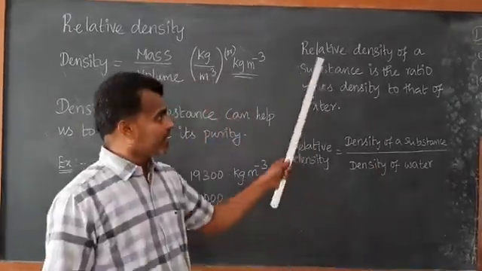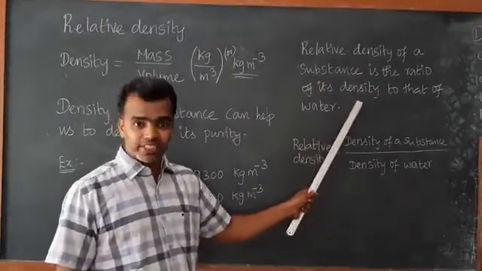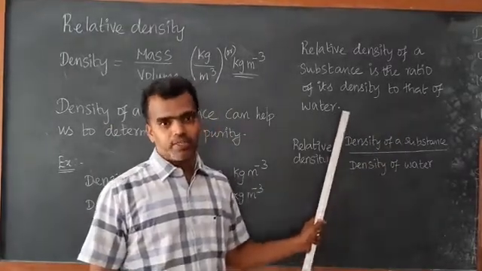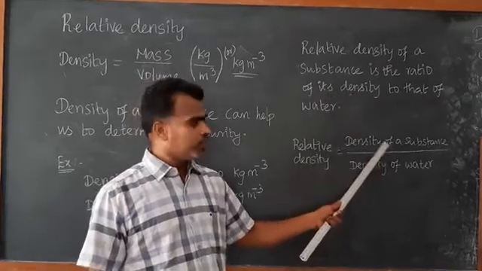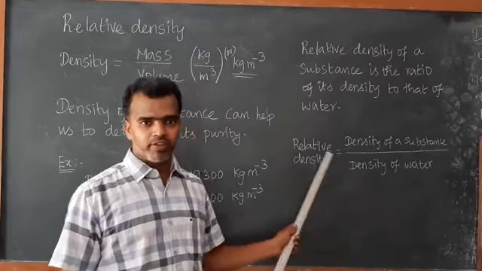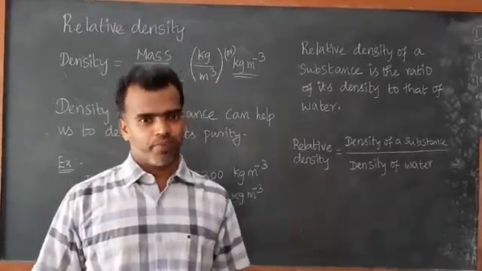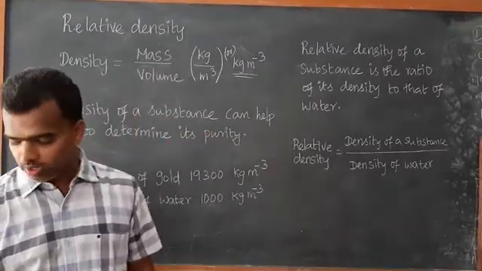So the relative density of a substance is the ratio of the density of the substance to that of water. Here the density of the substance is in the numerator and the density of water in the denominator. That will give the relative density of that particular substance. I hope you understand well. Now we can move on to a small demo of this session.